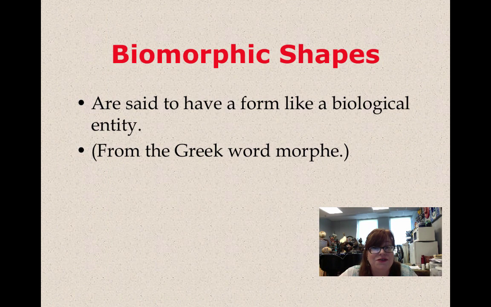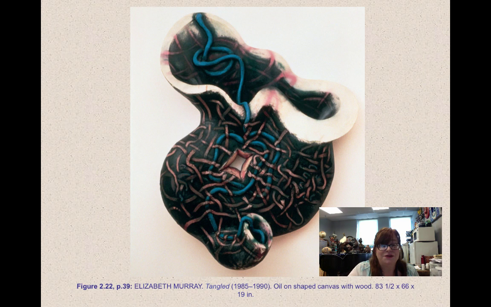So let's move on to biomorphic shapes, which are said to have a form like a biological entity, and we get that word from the Greek word morph. So this is Elizabeth Marie's Tangled, and what's interesting about this is an oil painting that is not on a rectangular piece of canvas or a square piece of canvas like we are accustomed to seeing. Instead, she shaped this canvas out of wood. In the center, there's an opening that she created, so it's very biomorphic. It almost feels like something you might see under a test tube or something like that.